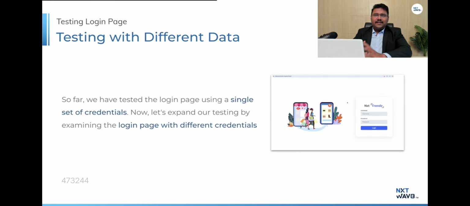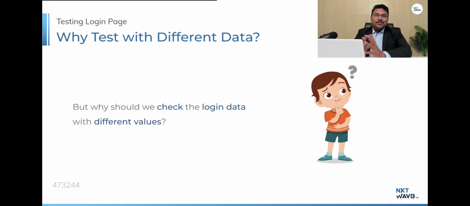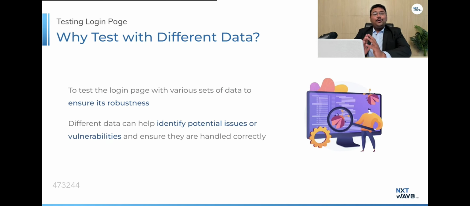Now, so far we have tested the login page using a single set of credentials. So let's expand our testing scenario by testing the login page with different credentials. But fundamentally, why should we check the login data with different values? That's the fundamental question. This is done to test the login page with various sets of data to ensure the robustness of our login page mechanism. When you give different data, it will help you identify any potential issues or vulnerabilities and ensure that they are handled correctly.